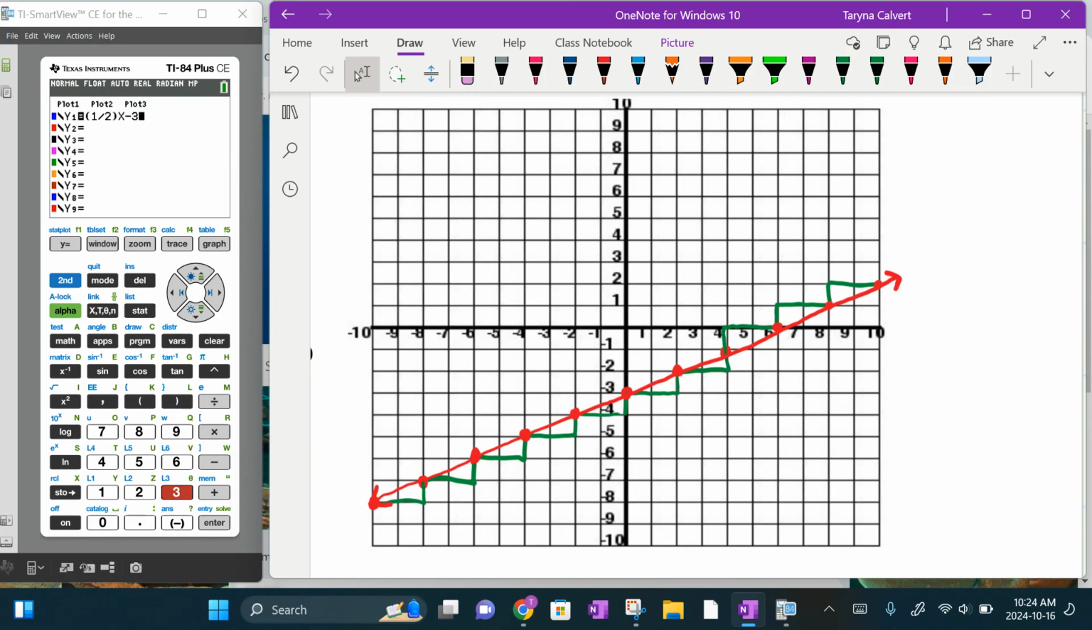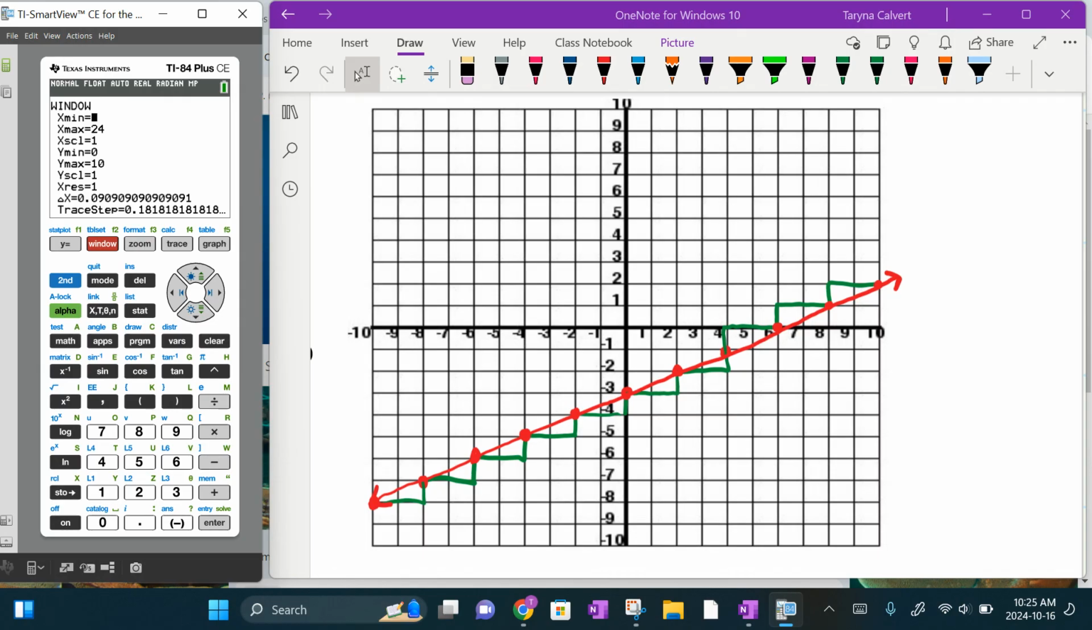See where it says window right beside y equals? That is always going to be the dimensions of the graph paper that will be on your calculator. So everybody hit window right now. Okay. Your window might not look the same, but did everybody get something that looks like this?